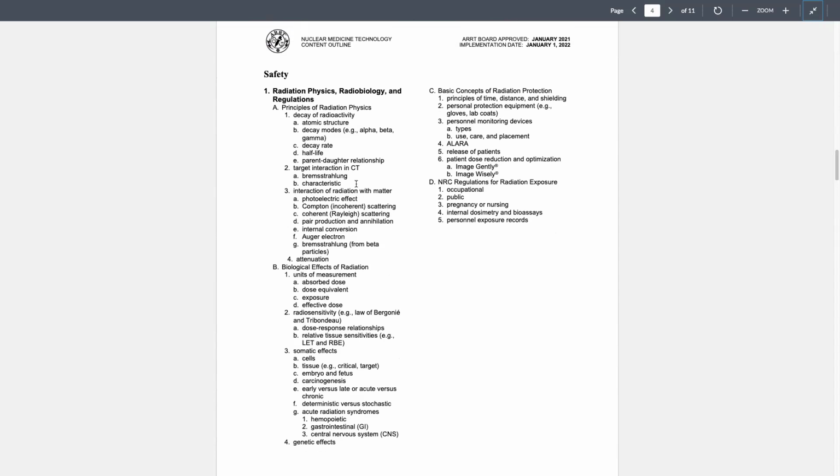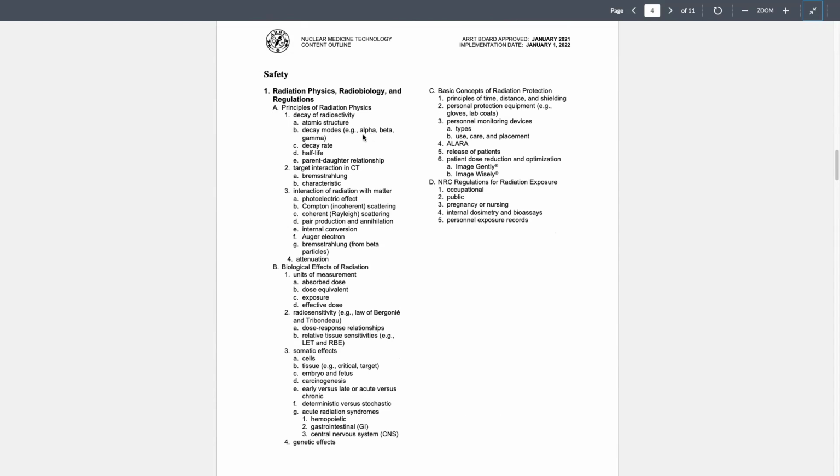So if you look on safety, section 1, it'll say radiation physics and radiobiology and regulation. So what do I need to know of that general topic heading of safety? Well, it's going to list an A, B, C, and D. So it's going to start out principles of radiation physics, decay of radioactivity. What could be there? Well, atomic structure, decay modes.